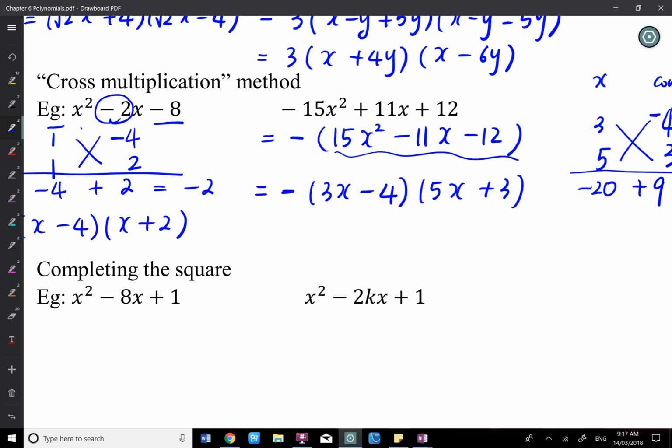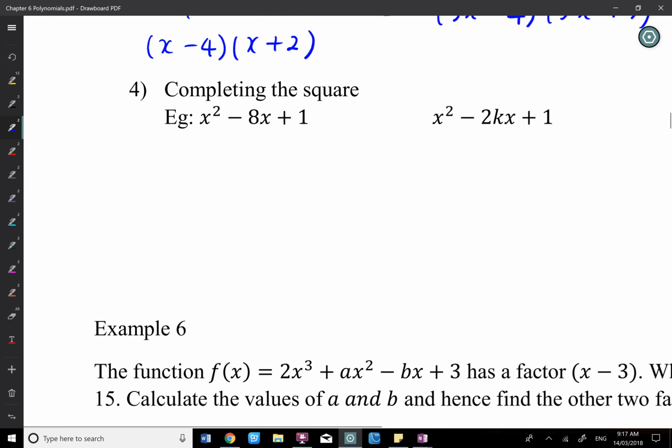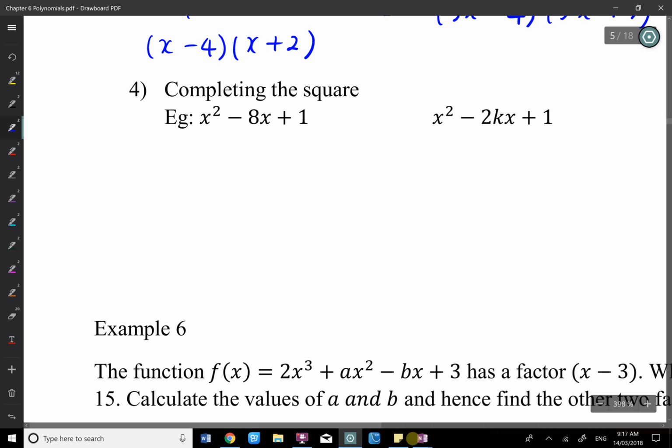If you can just use cross multiplication, that would be great. But in some cases, we can't. For example, this one. Well, a 1 can't make 8, doesn't matter how you factorize it. So I will also test the discriminant. The discriminant is 64 minus 4, which I can definitely factorize.